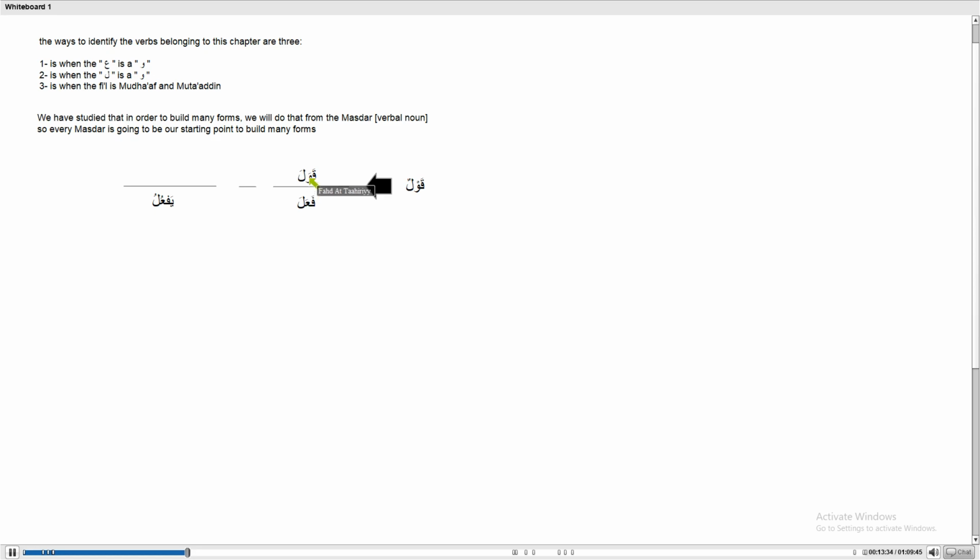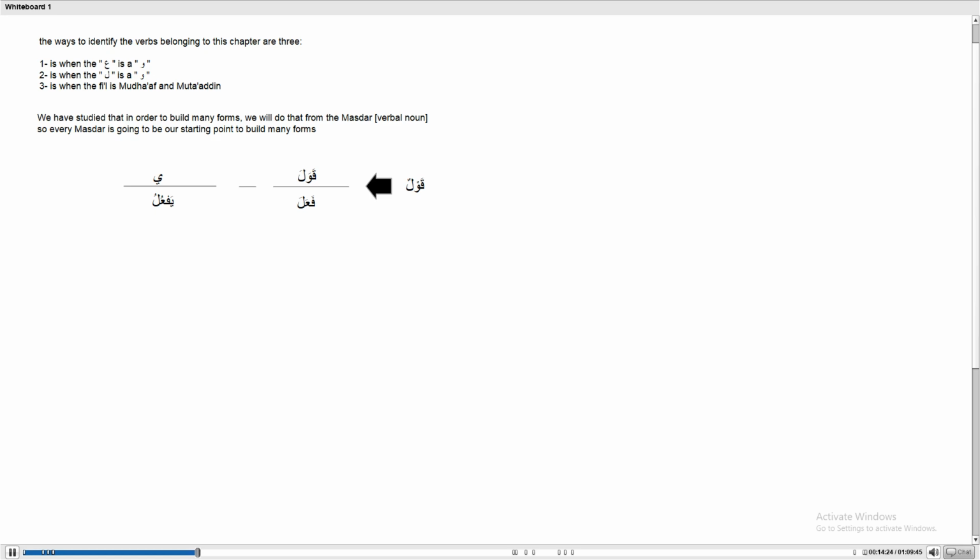Okay. Qawla. Qawla on the scale of fa'ala. Okay. Qawla. Fa'ala. Yaf'ulu. Yaf'ulu. Ya. What are we going to place over the ya? Because here it says yaf'ulu. Ya. Why ya? Why ya? Because it's extra. How did we know it's extra? Very good. It's not in the masdar.